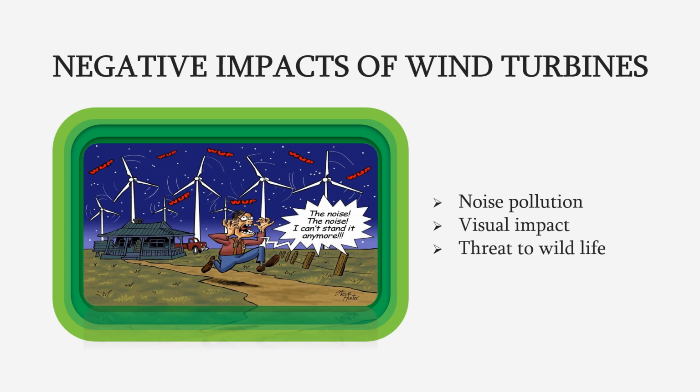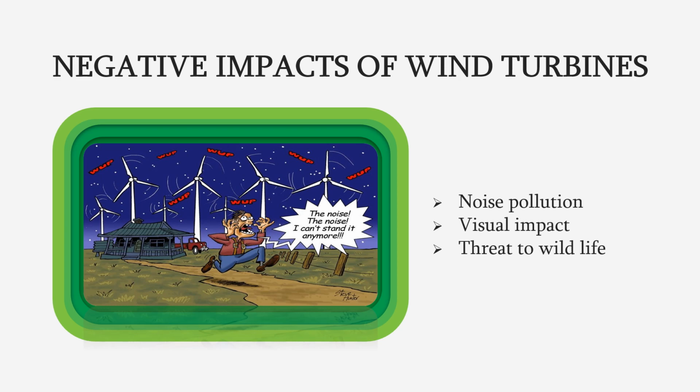Noise pollution is a common concern with wind turbines, particularly for people who live in close proximity to them. Wind turbines generate noise as the blades turn, which can be disturbing for nearby residents, affecting their quality of life. However, noise pollution from wind turbines can be mitigated through the use of sound barriers such as tree belts or walls, and by siting turbines away from residential areas.